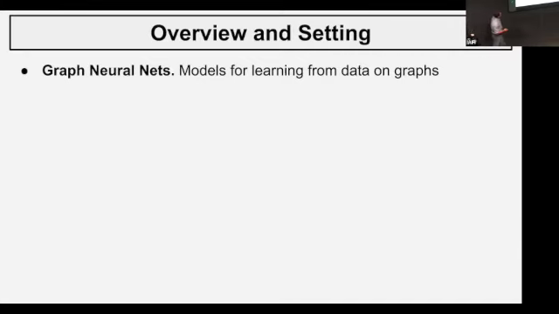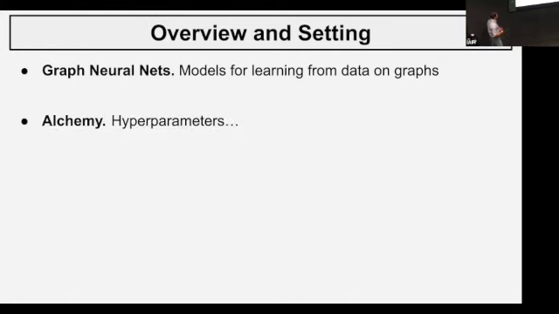Let me start with just a very brief overview of what the talk is about. I'll define everything very precisely. I'm a mathematician, I can't help myself. But for the overview, if you don't know what a graph neural network is, just think of it as a popular and flexible method for learning from data that is naturally associated to a graph.